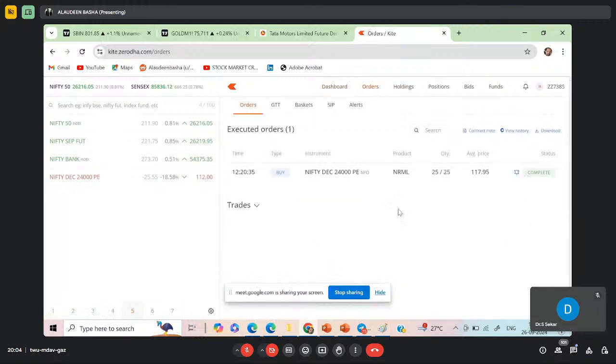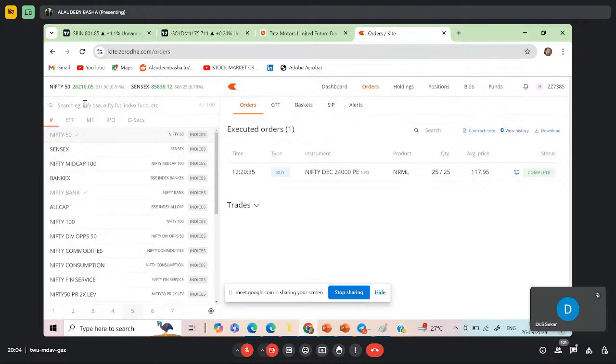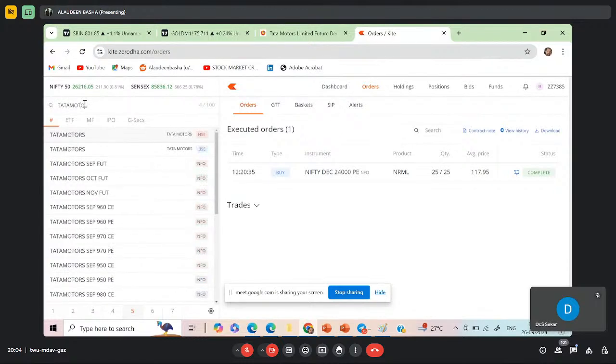Just now adding the Tata Motors. In futures, it always displays three-month futures: September, October, November. The last Thursday of every month is the expiry date. You can buy at any time, but the expiry date is the last Thursday. If the last Thursday is a holiday, the expiry date will move to a nearby date, for example Wednesday. So the end of the last Thursday of every month is the expiry date for all the stocks as well as the index.